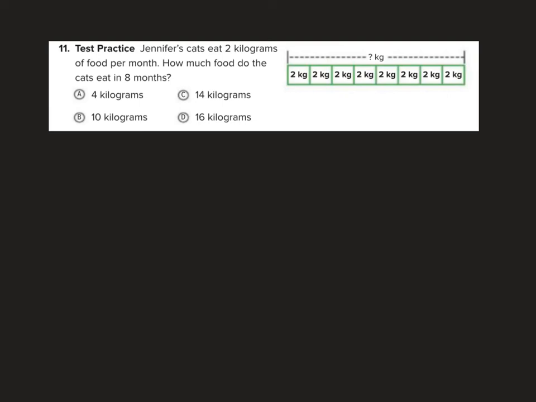Jennifer's cats eat 2 kilograms of food per month. How much food do the cats eat in 8 months? Okay, so basically we're doing 8 times 2 equals 16 kilograms.